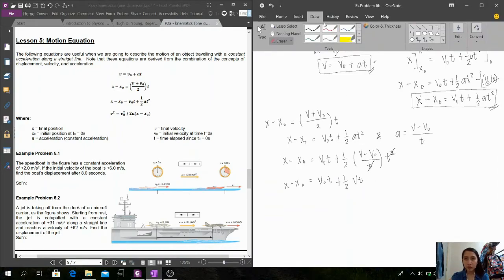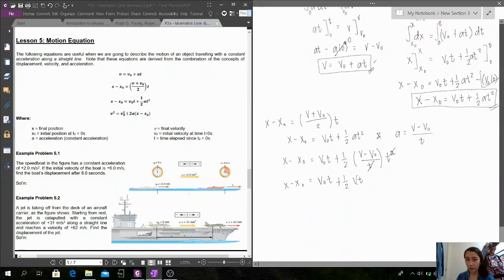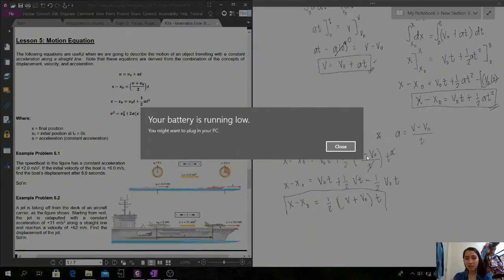So, this is minus 1/2 times the initial velocity times time. So, rearranging, x minus x sub o is equal to 1/2 the final velocity plus the initial velocity times the time t. So, okay, we have the third equation for kinematics.